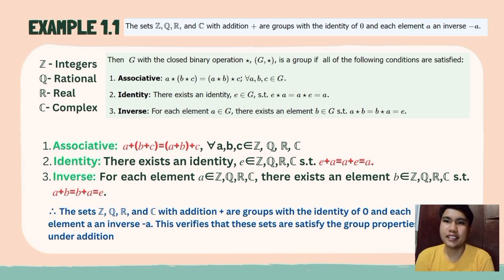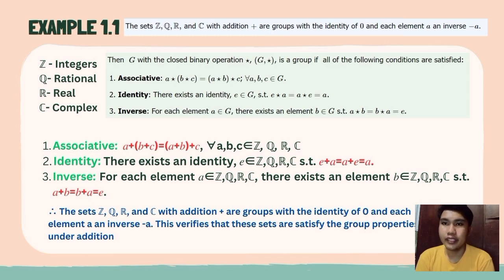Hello everyone, I am Christian Sanel and I'm going to discuss the examples of the group. So here in example 1.1, the sets Z, Q, R, and C with addition (plus) are groups with the identity of 0 and, for each element a, the inverse of negative a. So Z stands for integers, Q for rational, R for real, and C for complex.